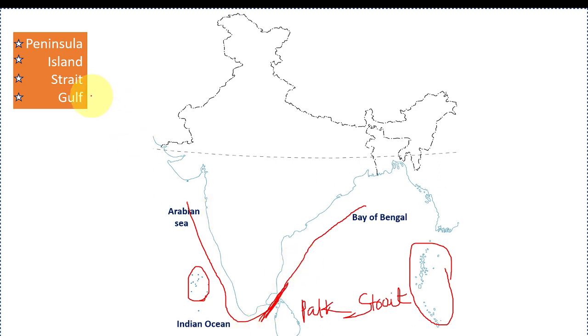The last one is gulf. What is a gulf? A large area of sea or ocean partially enclosed by land. See here, this sea is enclosed by land. Here also you can see. This is the Rann of Kutch or Gulf of Kutch we call. This is called the Gulf of Khambhat. I think you got this point.